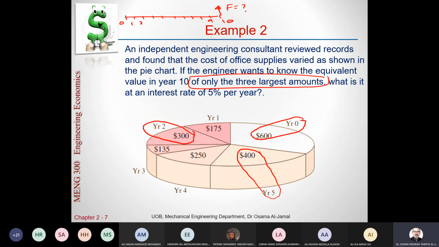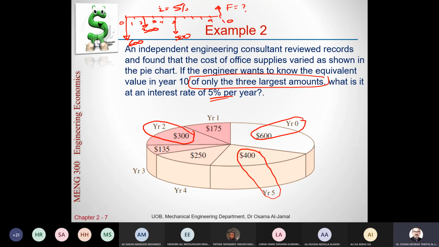Make sure when you put them that the length of the arrows is relative. The 600 is the longest one. Second one in year 5, 400. And in year 2, 300. Interest rate 5%.